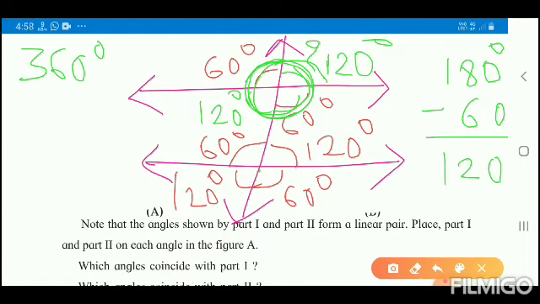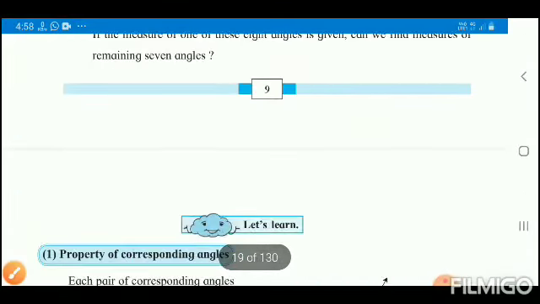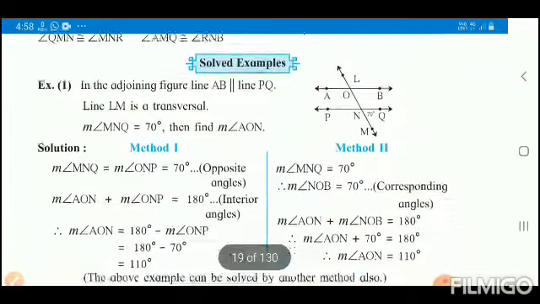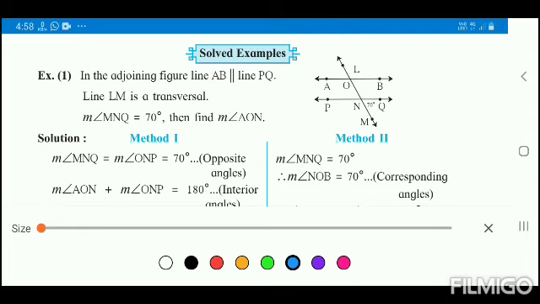Do you understand this method? How to find, if they give the measure of one angle, then the measures of all the remaining angles. Now we will see the solved example from your book. They have given here the measure of angle MQ. It is 70 degrees. Now by my simple method I will tell you here.